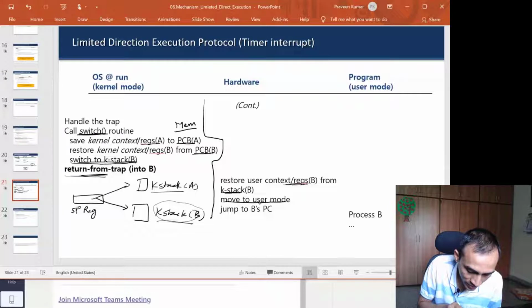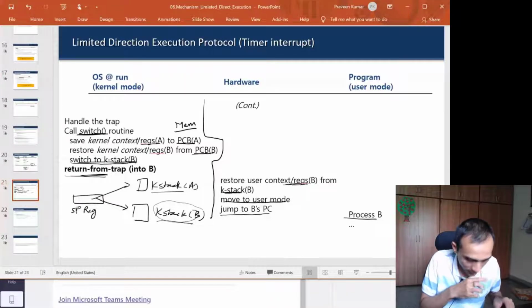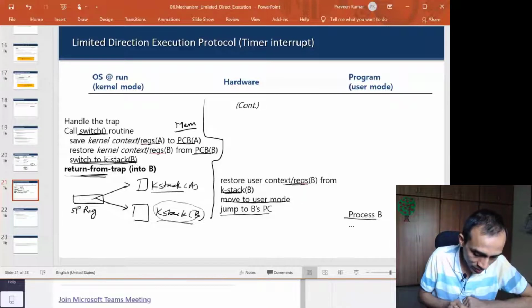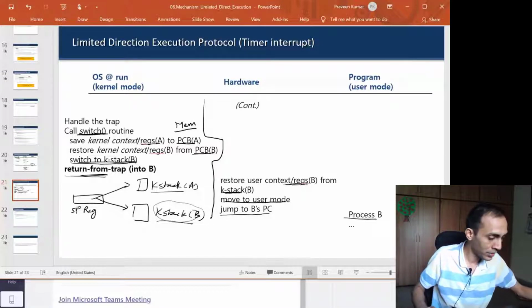It is going to change the CPU's mode bit, so that user mode will now start, and it is going to jump to B's program counter. As a result, process B will start executing. There is a slight confusion, I think, that will come to your mind: what is this kernel context and what is this user context? Let me explain what I basically mean by this.